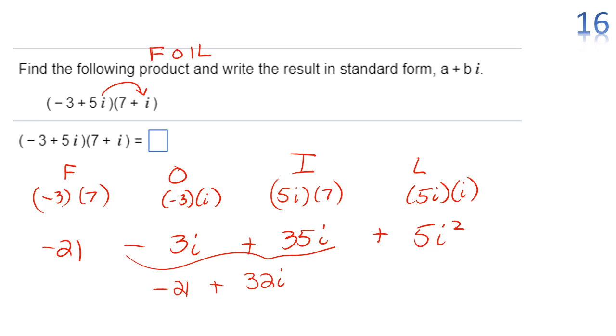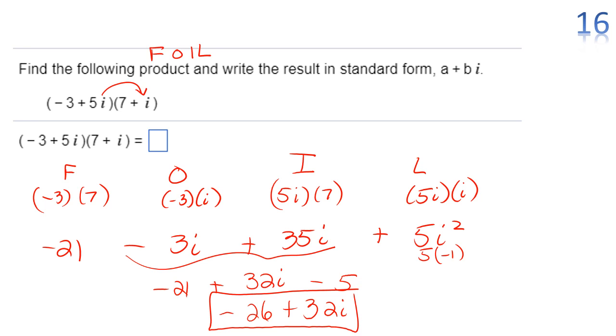Now, the i squared was given as a definition to always equal negative 1. So substitute in negative 1 in place of i squared and multiply. That will now give you a minus 5. Combine the negative 21 minus 5, and that would be negative 26 plus 32i. Be careful to always list the i term last.